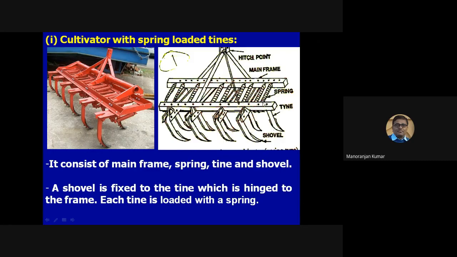This is the spring. Here this is known as a tine, and just at the bottom of the tine there is a shovel provided. The shovel is nothing but a blade type part fitted at the bottom of the tine. So a shovel is fixed to the tine, which is hinged to the frame. Each tine is loaded with a spring. And this is the hitch point through which this implement is connected to the tractor.